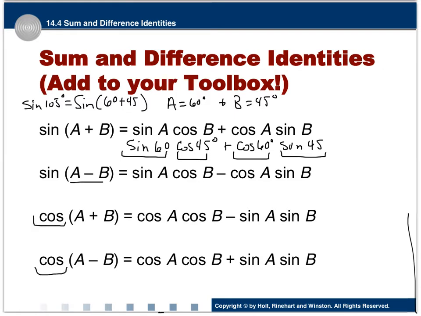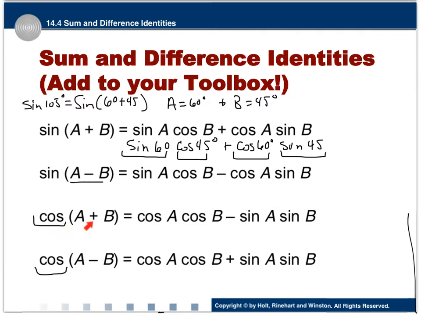Okay? And so we can also subtract angles, and if I'm finding cosine, we have a slightly different formula. And so notice with sine, we alternate. It goes sine, cosine, cosine, sine. When we're adding two angles for sine, we're adding in the formula. When we're subtracting two angles for sine, we're also subtracting in the formula.